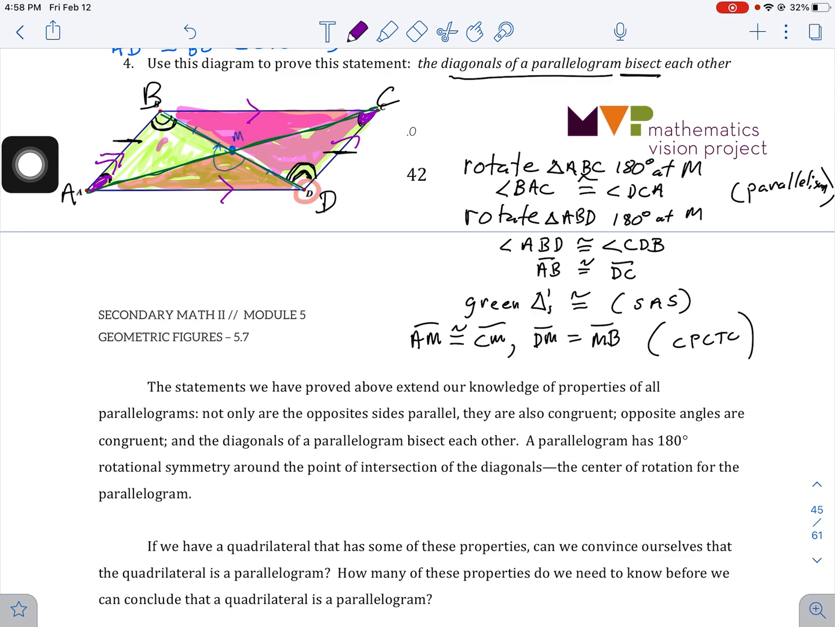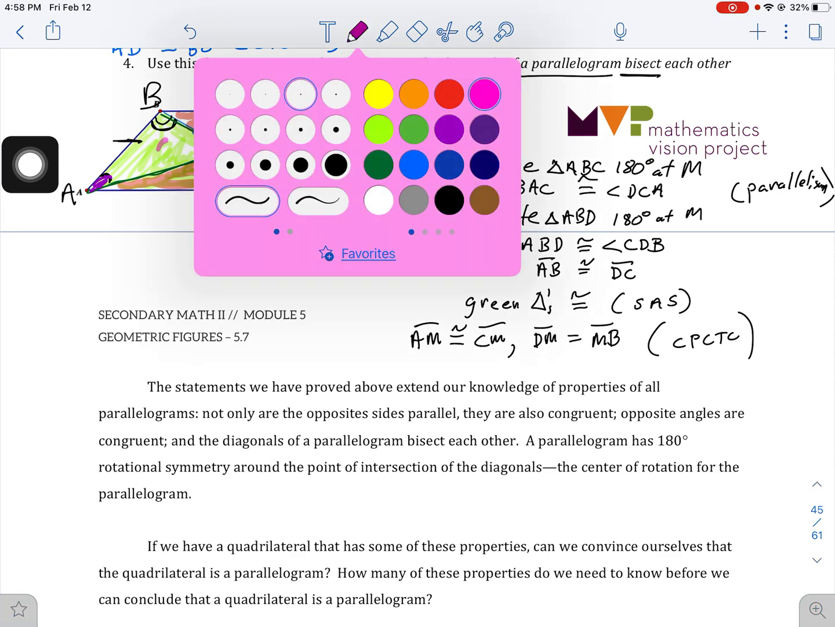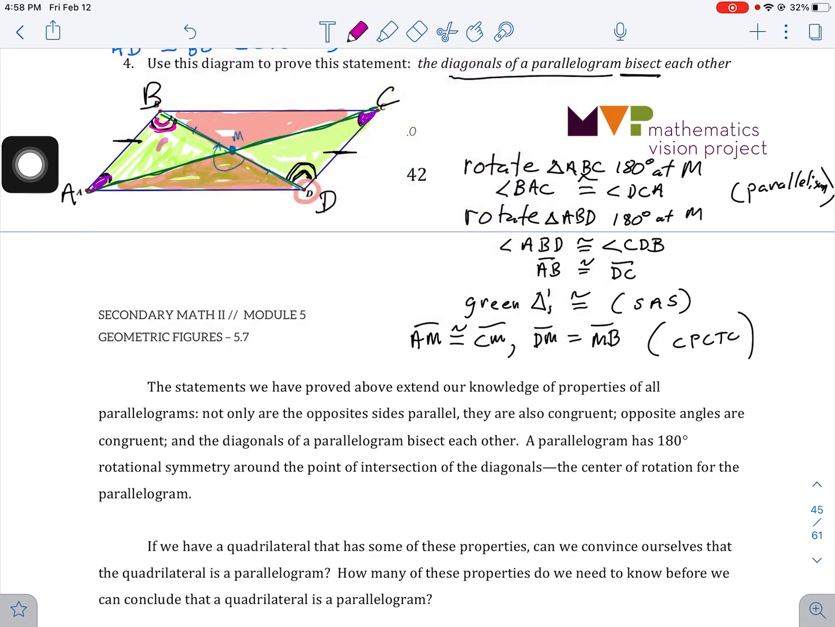So now, let me back this off. Okay, so now, given that we've done those rotations, we can also say that angle ABD, so here's my angle ABD, must be congruent to angle CDB. So we've got those angles that are congruent. We also have side AB and DC, okay, because if you are saying the angles are congruent and you're connecting these, that distance has to be the same.